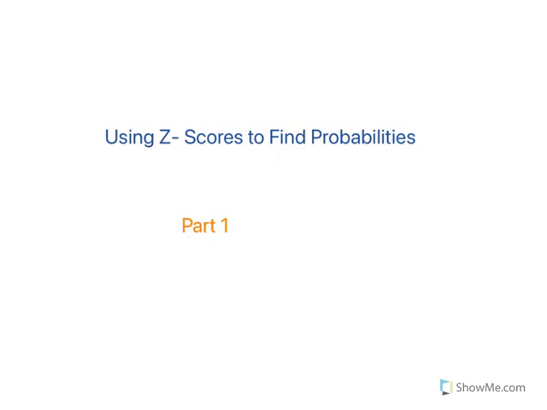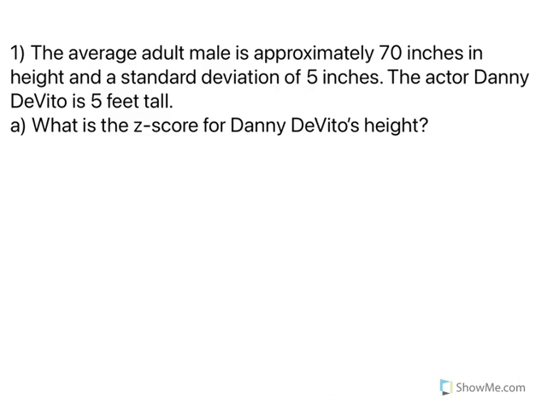Let's use z-scores to find probability. Part 1. We're going to jump right into it. The average adult male is approximately 70 inches in height with a standard deviation of 5 inches. The actor Danny DeVito, I love me some Danny DeVito, he is hilarious. He's 5 feet tall. What is the z-score for Danny DeVito's height?